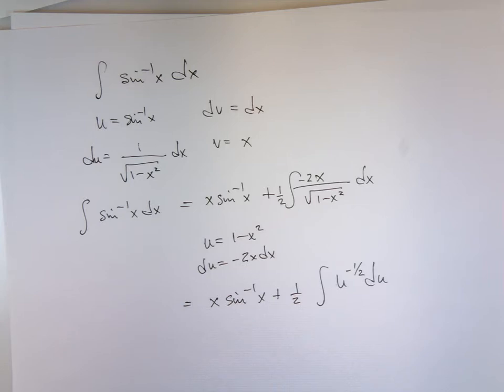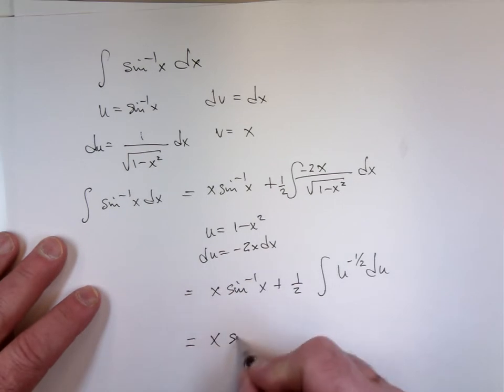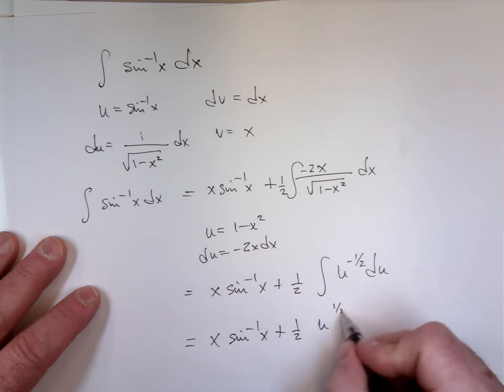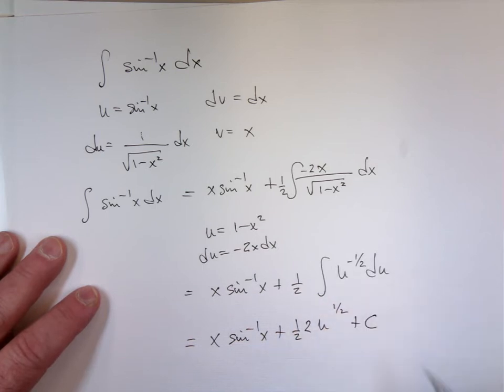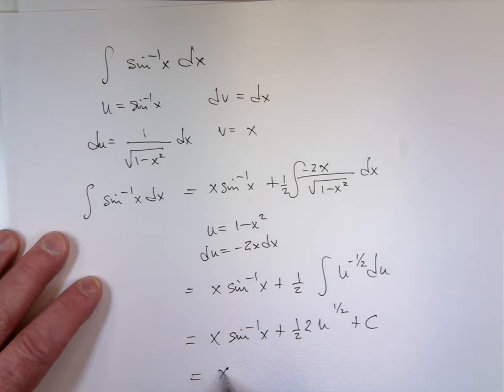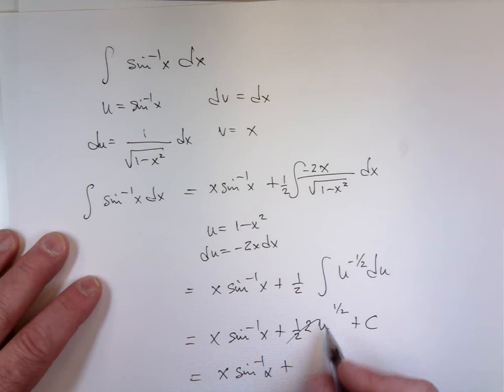Okay. So, we got x inverse sine x, we got 1 half, u, have 1, divided by half. And what are you going to do here? This 2 here, because when you divide by half, you multiply by 2. So then it comes along? Yes, it does. So, we got x inverse sine u, which is 1 minus x squared, and half plus. That is the integral of inverse sine x.